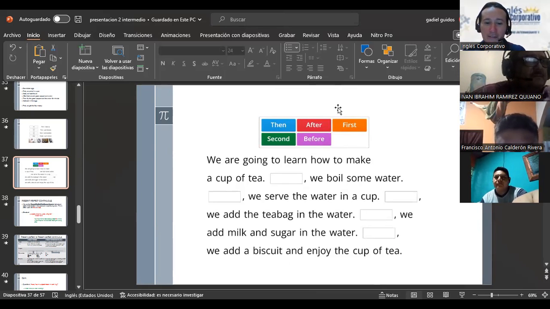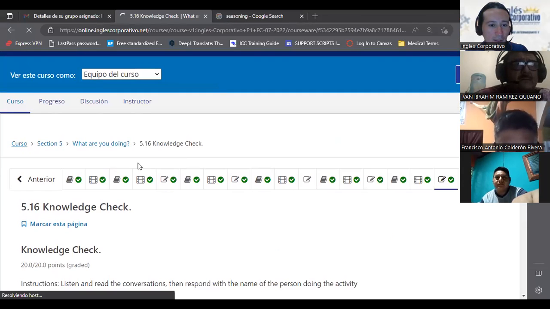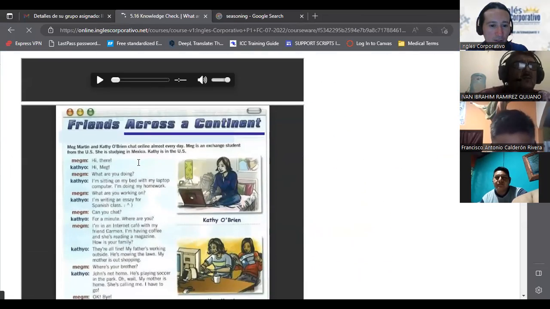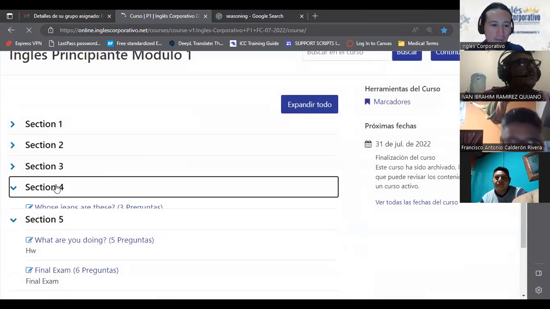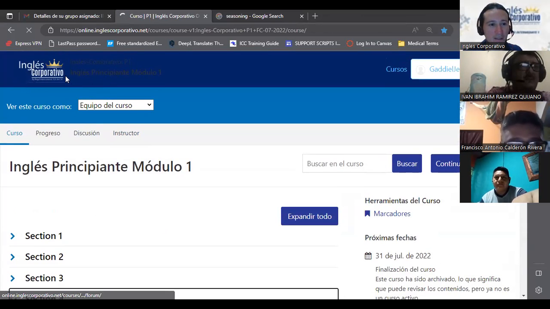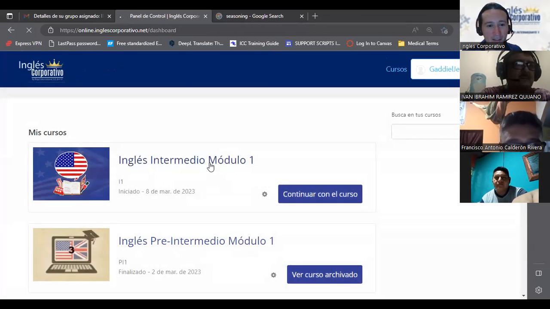Okay, vamos a ver, guys. ¿Qué les puedo mostrar por acá? ¿Dónde nos quedamos nosotros ayer? Vamos a ver. Estábamos en la sección 4, ¿verdad? No, esta no es. Que estamos en el equivocado. Este es.